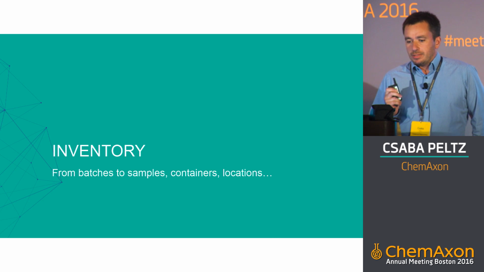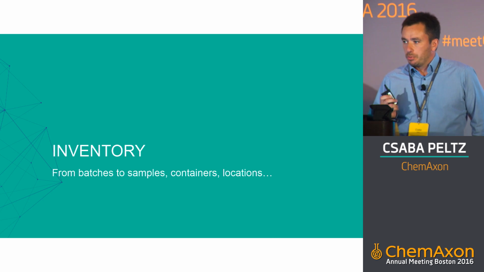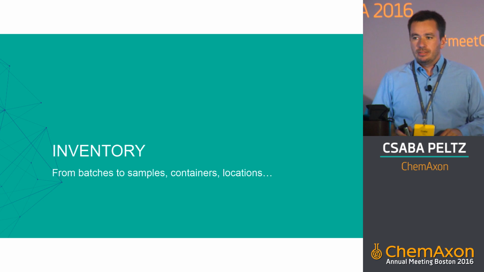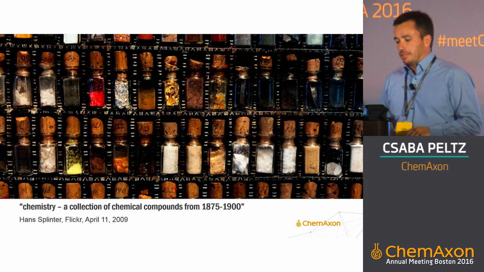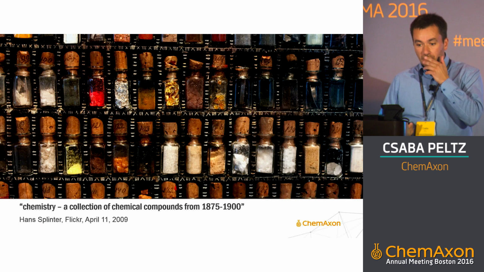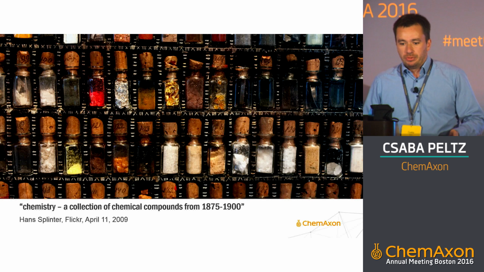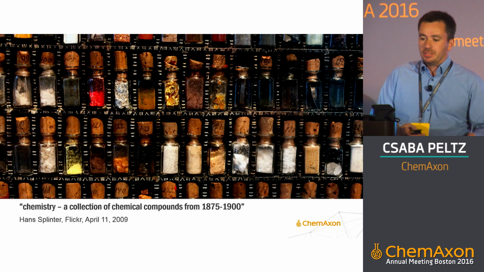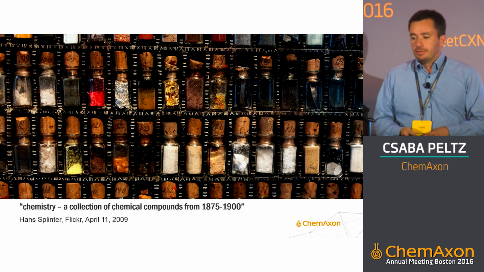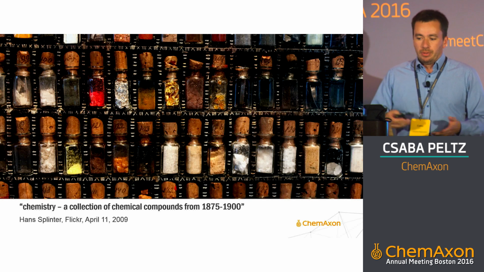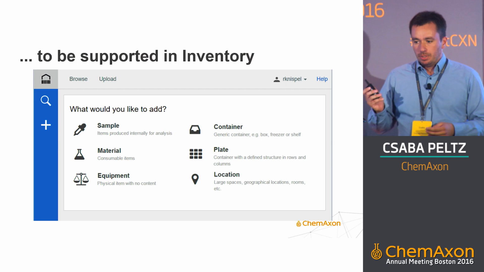So we had a second product or pre-product mentioned in the title. That's inventory. And it is there because there are certain cases where you're not only interested in the chemistry, but also in the fact that where you store those things, how you manage them, amounts, places, locations, hierarchy, containers, whatever.